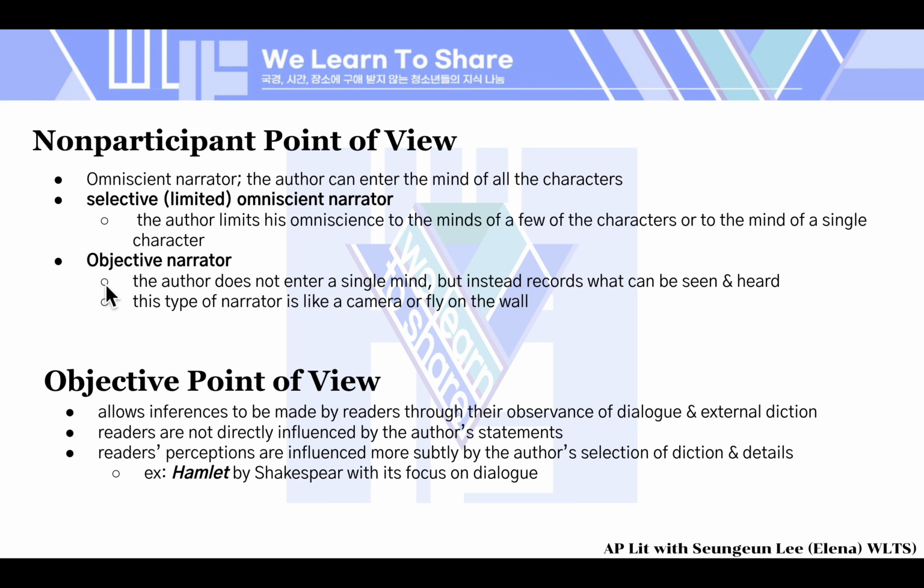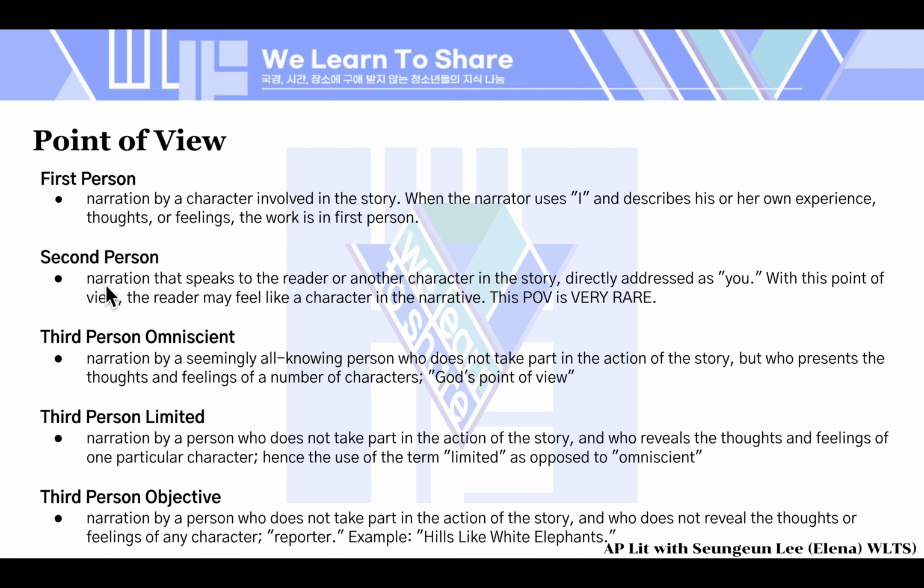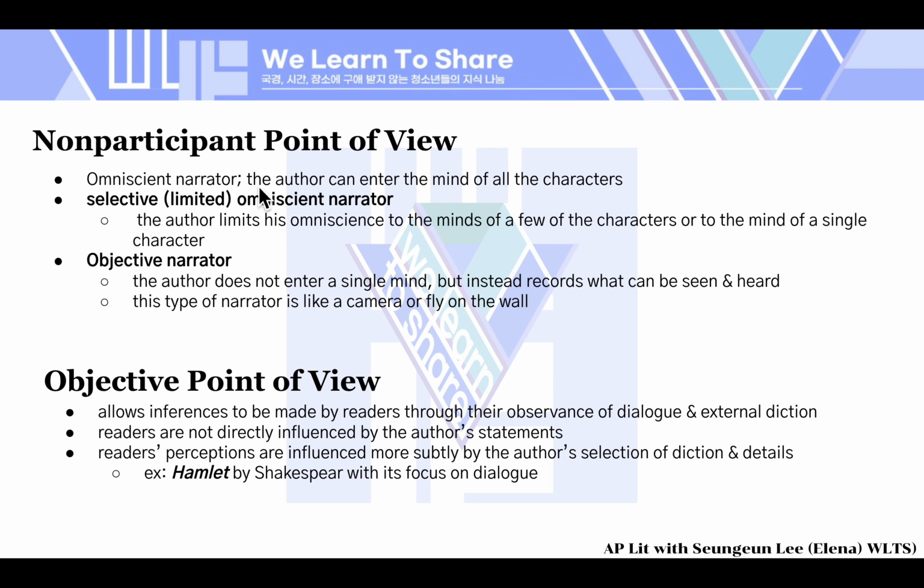And there are two types of it. This could be parallel to this, right? We have omniscient, who knows everything, limited, who knows only particular characters, and objective, who does not interfere in any of the minds or experiences, feelings of the characters. Over here, we have selective or limited omniscient narrator, in which the author limits his omniscience to the minds of a few of the characters or to the mind of a single character.